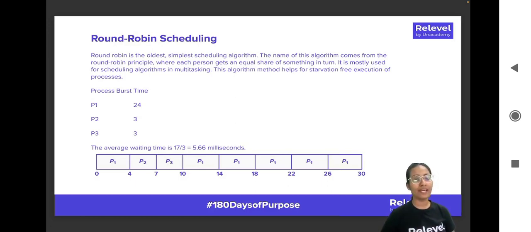So round robin is actually the oldest and the simplest scheduling algorithm. The name of this algorithm actually comes from the round robin principle, where each person gets an equal share of something in circle or in turns. It is mostly used for scheduling algorithms in multitasking. This algorithm method helps for starvation-free execution of processes.